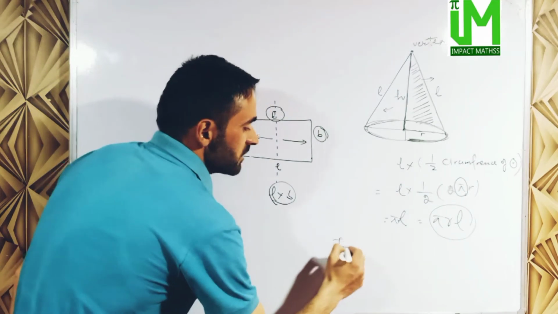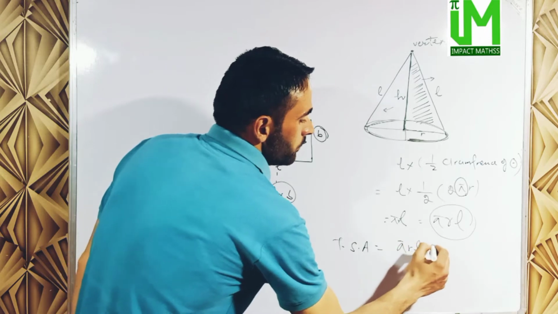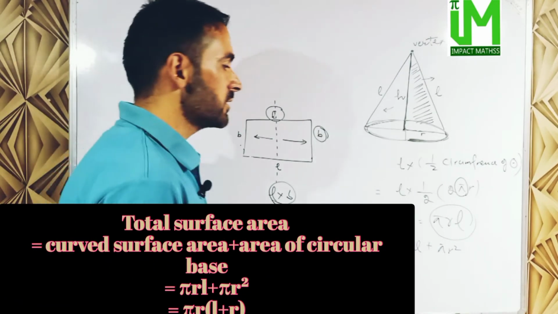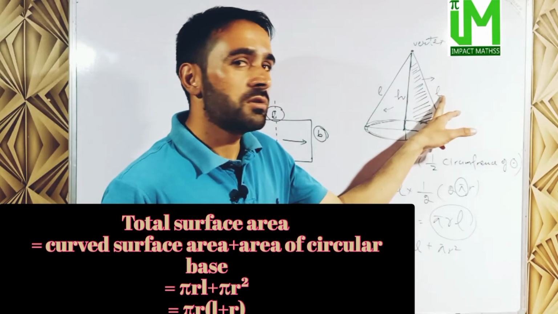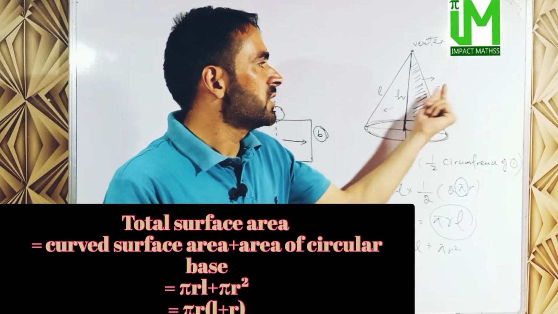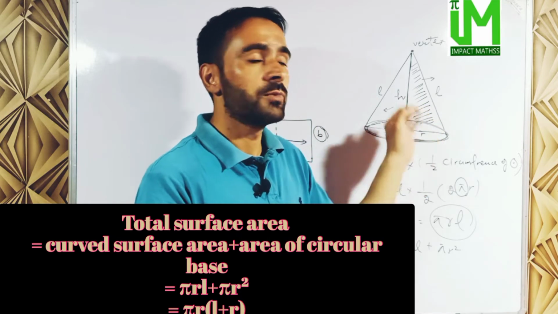So total surface area will be pi r L plus pi r square. This will be the total surface area. And again, if you have to find the value of the slant height, if any two of the three components are given, then we can always find the value of the third unknown.